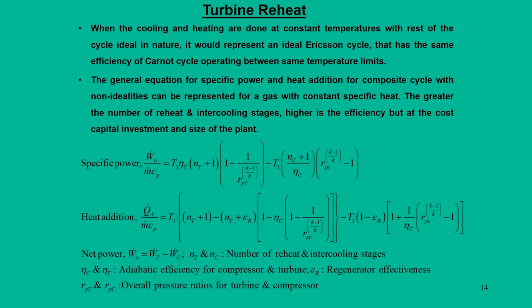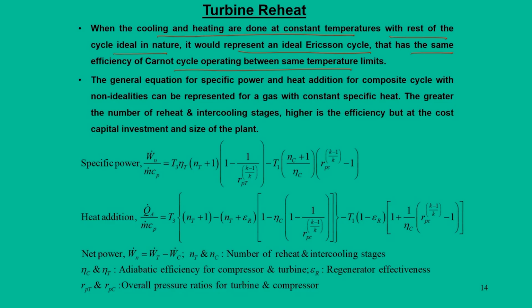The achievement of these two, intercooling and reheating, is that when cooling and heating are done at constant temperature with the rest of the cycle ideal in nature, it would represent an ideal Ericsson cycle, and this Ericsson cycle has efficiency the same as that of the Carnot cycle operating between the same temperature limits. So, that is the advantage of reheating and intercooling.